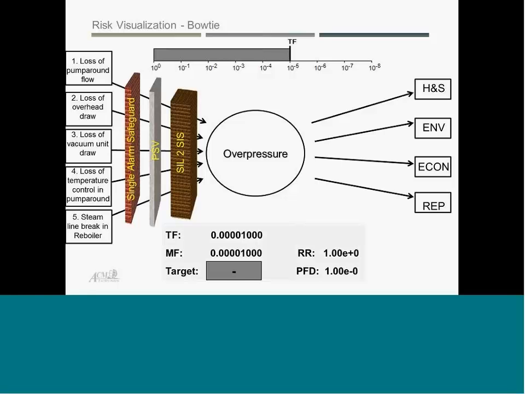Our LOPA graph now has no color in it. The mitigated frequency has exactly met the tolerable frequency, and our bow tie is nice, simple, and clean. It means our LOPA analysis is done and we've gotten all the benefit we can out of it. We are safe, and we have as few safeguards as possible in order to reduce those capital costs.